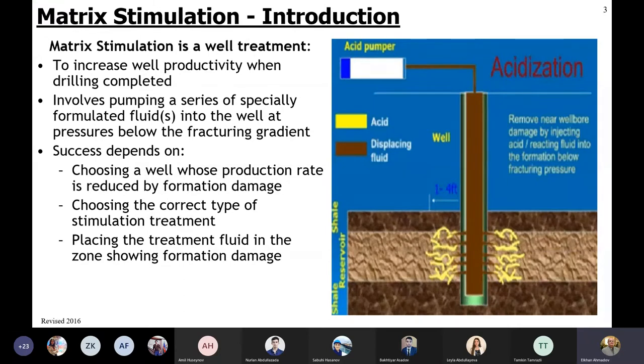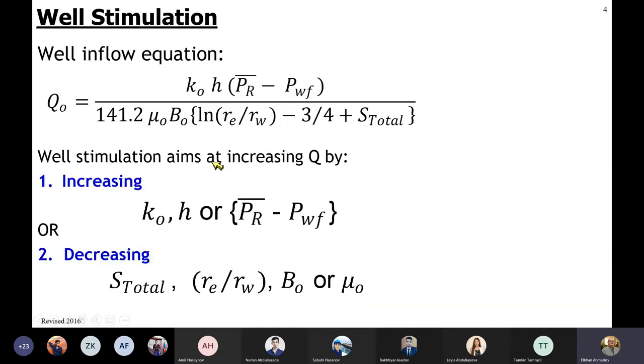The aim of well stimulation, matrix acidization particularly, is to increase the parameter that will increase the flow equation, or decrease the skin from the formation damage, decrease this ratio by increasing the actual or effective wellbore radius, and decreasing viscosity.